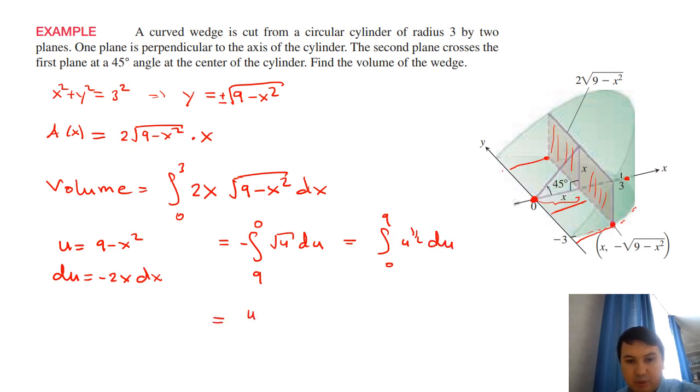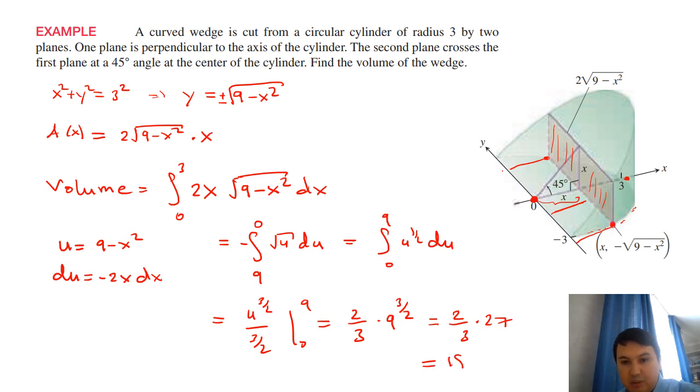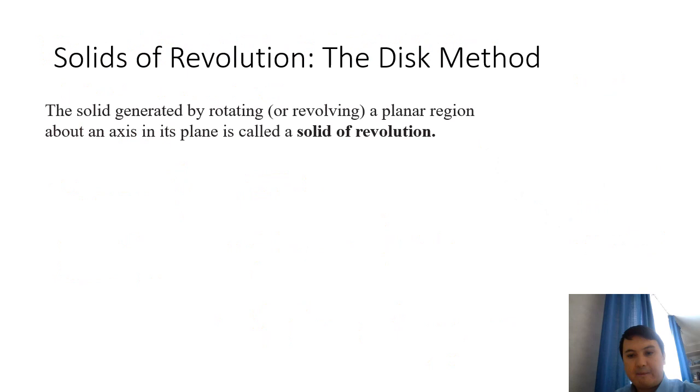Integrating gives you u to the 3/2 divided by 3/2 from 0 to 9. So this is 2 over 3 times 9 to the 3/2. Well, the square root of 9 is 3, so this is 27. So 2 over 3 times 27, they cancel out. 9 times 2, this is 18.